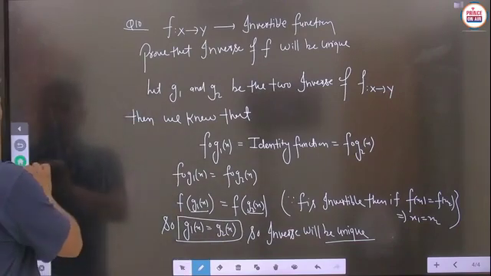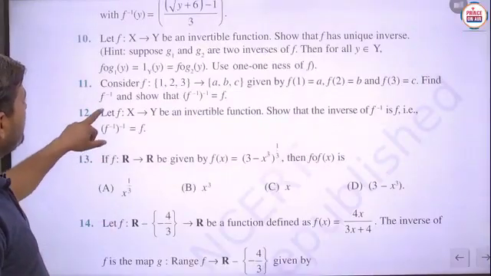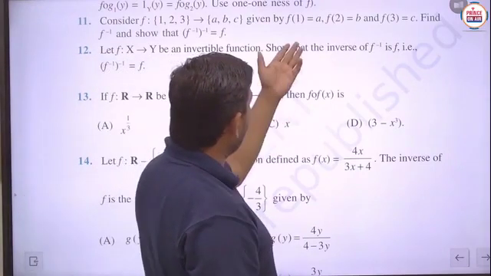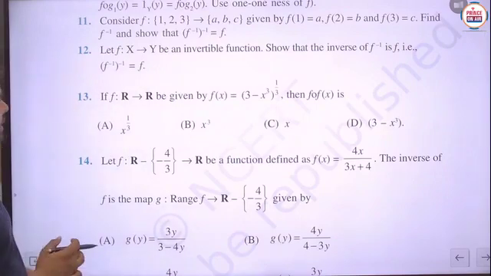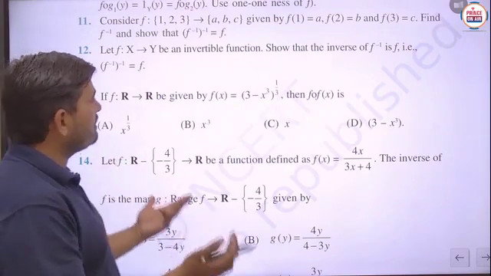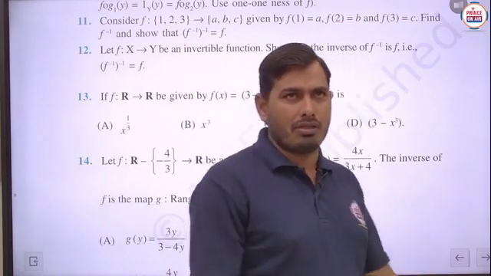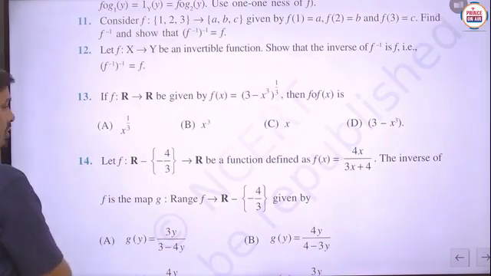So next, question number 11. In this question, again consider the function f from {1, 2, 3} to {a, b, c} such that f(1) = a, f(2) = b, f(3) = c. Then find f inverse, so that f inverse of inverse will be equal to f. Again, a very similar and simple type of question. Let us see the solution of this question.